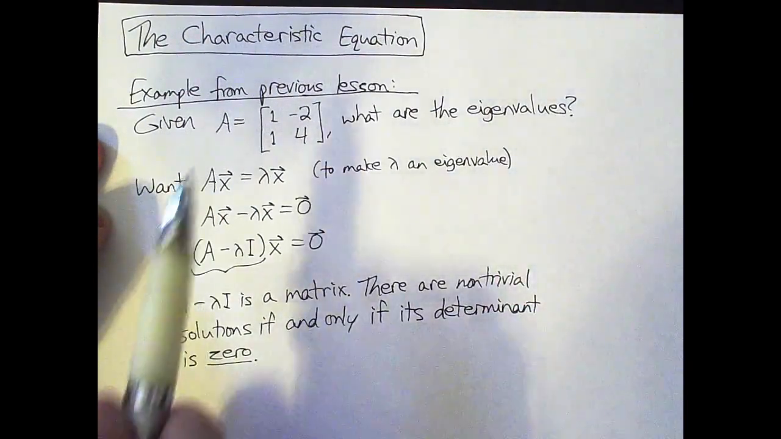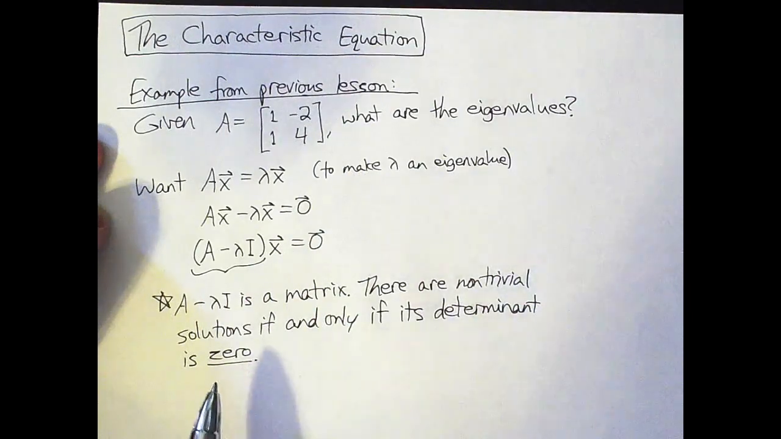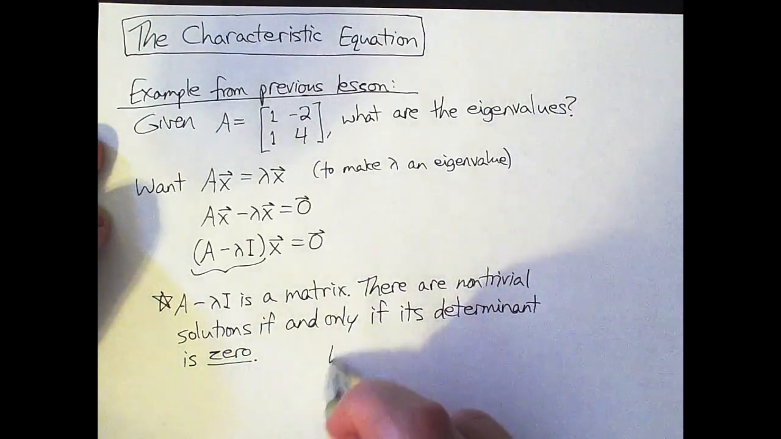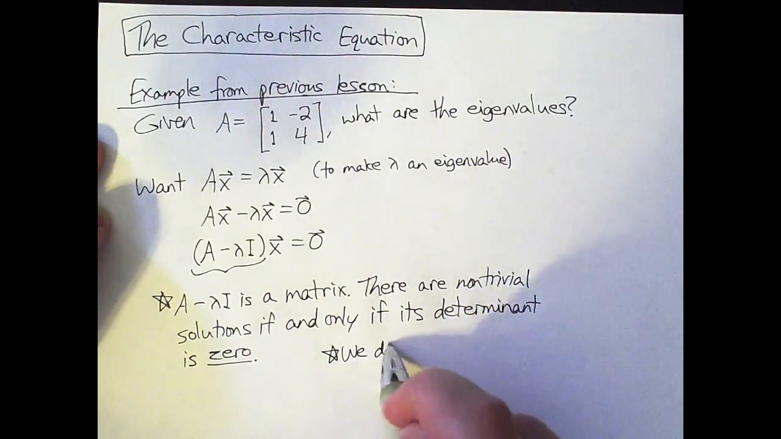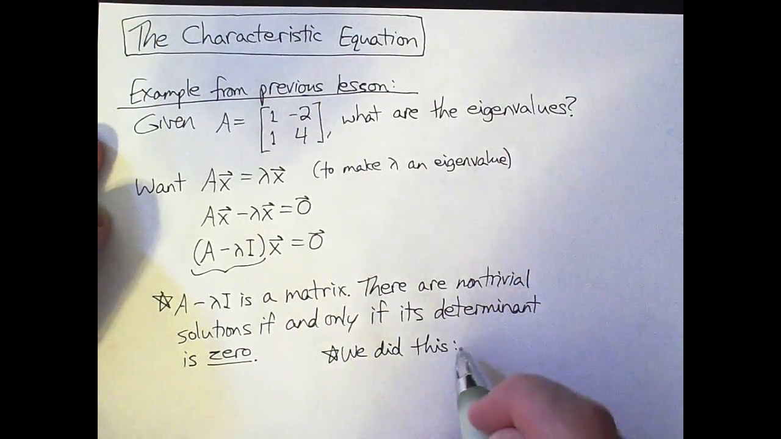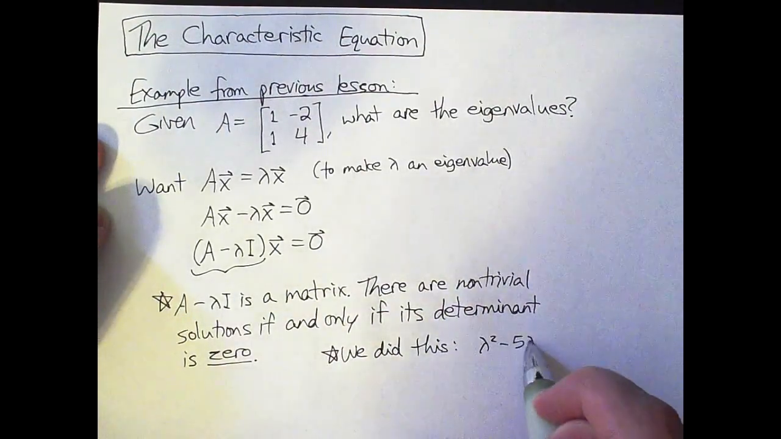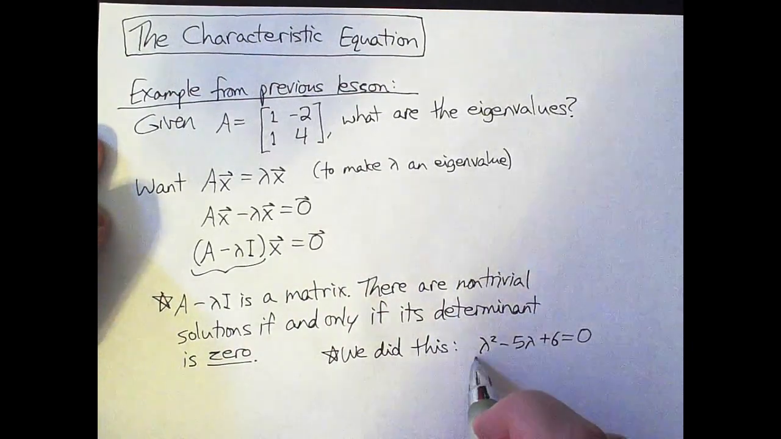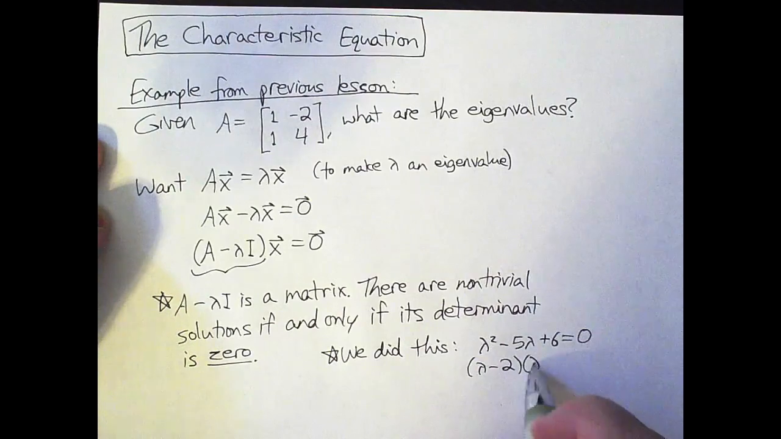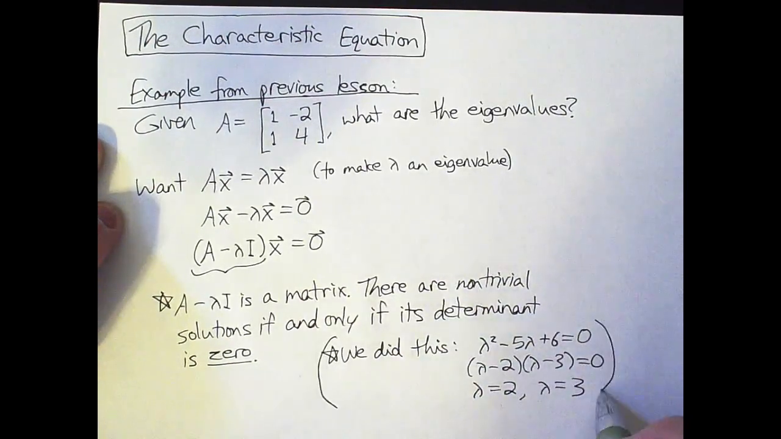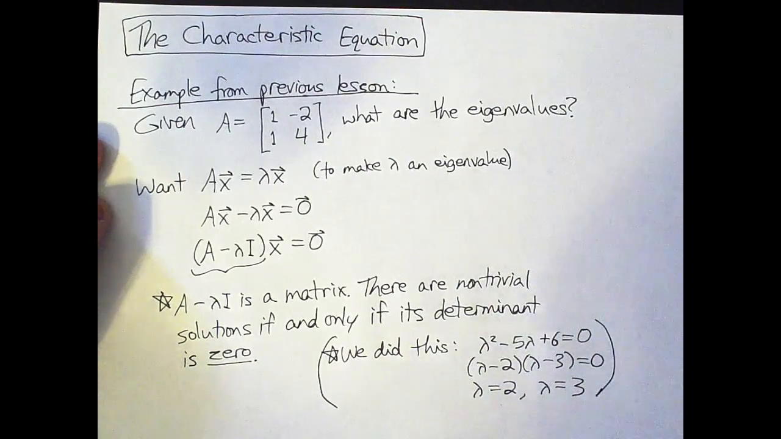Now, in the previous lesson, when we had this, we found this determinant, and we set it equal to 0, and we solved. The determinant was, I have in my notes that we did something like this. We factored, and we found lambda equals 2 and lambda equals 3. I'm going to put this whole thing in parentheses here. That's just how it applied to that problem.